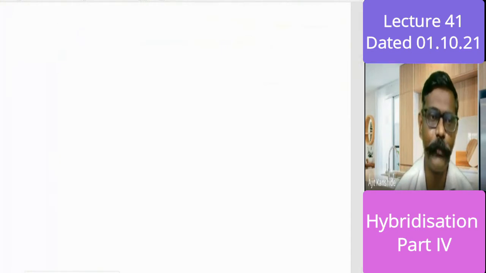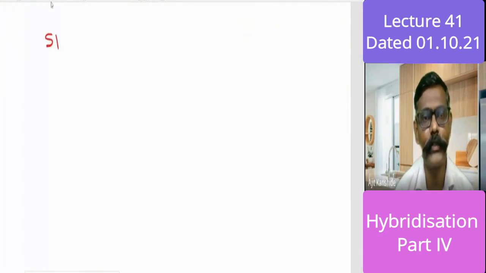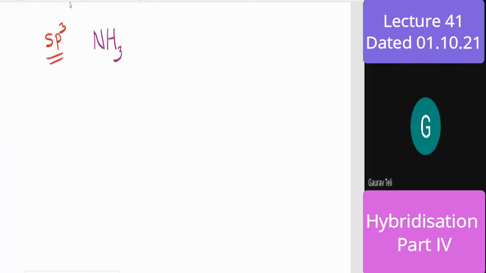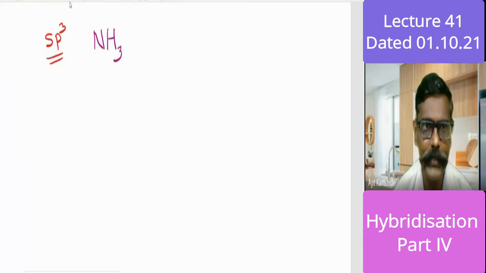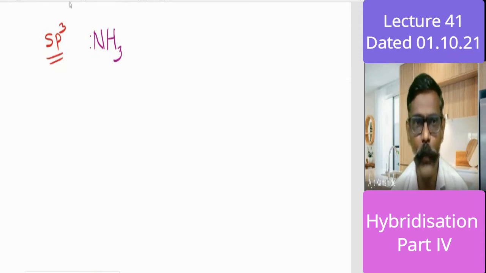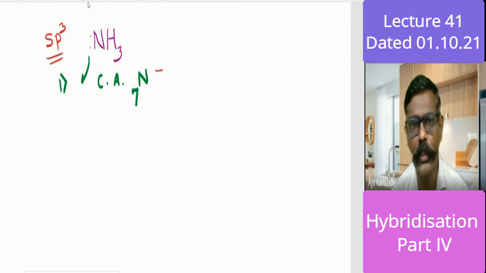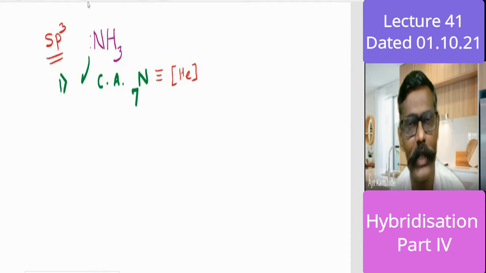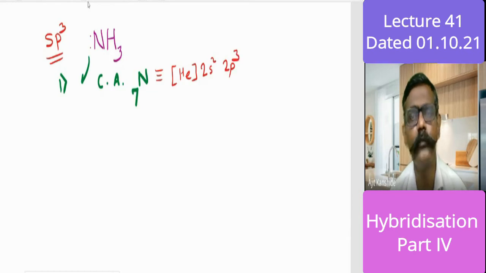Now I talk about the sp3 hybridization only. Example is the ammonia molecule. What's the formula of ammonia? NH3. Yes, NH3, and this NH3 has one lone pair. If I have to explain the hybridization as per our usual pattern, first I will consider the central atom, and that central atom is nitrogen. Atomic number is 7. Its electronic configuration: helium, the previous noble gas, 2 electrons, that's 1s2. Afterwards 2s2 and 2p3.